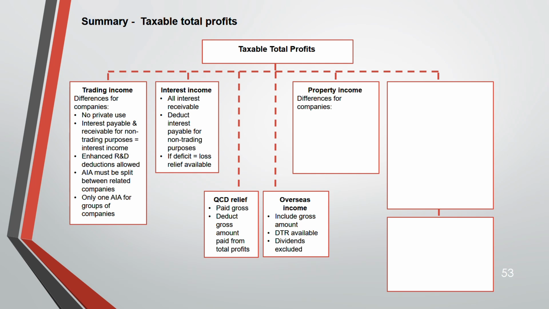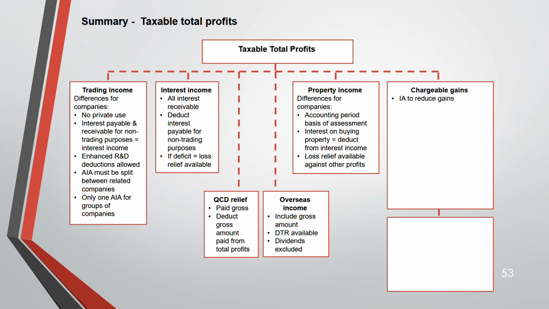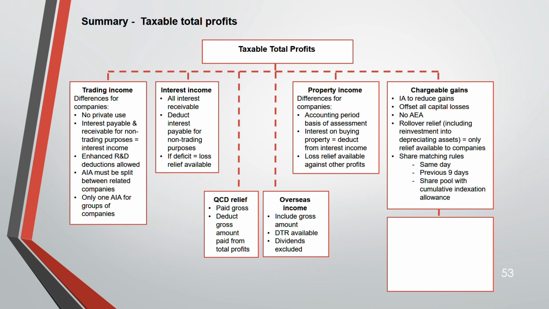Property income, difference for companies. For property, this is on the accounting period basis of assessment. And interest on buying the property you have to deduct from interest income. And the loss relief is available against other profit. Chargeable gain: there is an indexation allowance which will reduce your gain. You can offset capital losses. No annual exempt amount. Rollover relief is there, and this is the only relief for companies. Share matching rules: same day, previous 9 days, share pool.